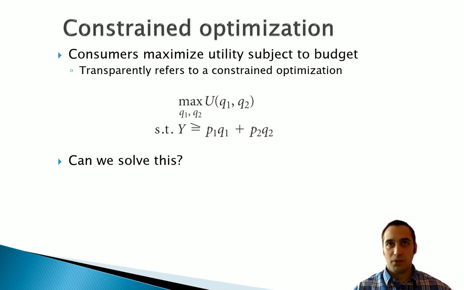My next question for you, you guys have all had calculus, how do I solve this? Can we solve this as written? Well, you might note, as written, this has an inequality constraint that says Y must be greater than or equal to P1 Q1 plus P2 Q2. In fact, solving this as written is a little complicated because I have to check not just all points along the budget line, but also all points not along the budget line. Could be here, could be here, could be here.